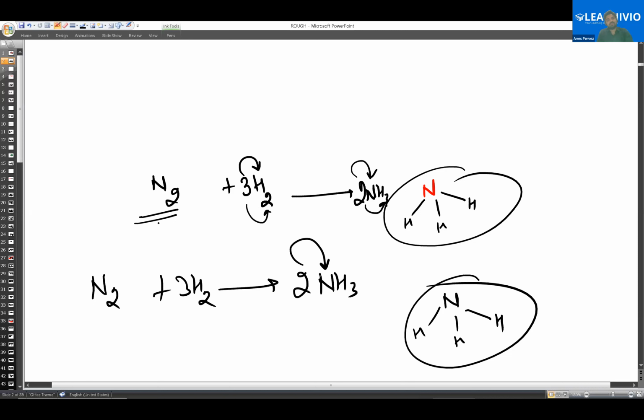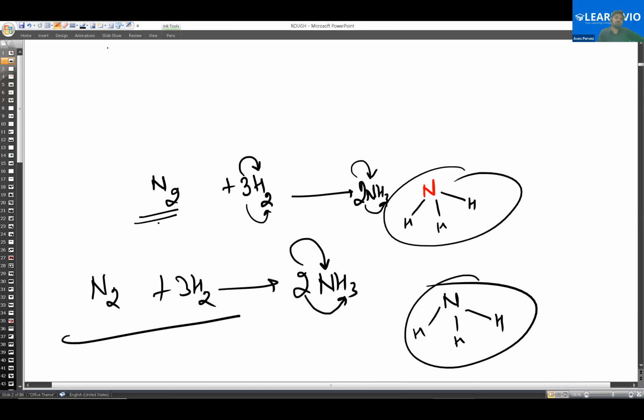This 2 is going to multiply with this nitrogen and this hydrogen. So in total, the total number of atoms before and after is conserved, is equal. So there is no violation of the rule here. Simply we'll say that 2 nitrogen atoms are combining with 6 hydrogen atoms and they are forming 2 molecules of NH3. So this is the rule.